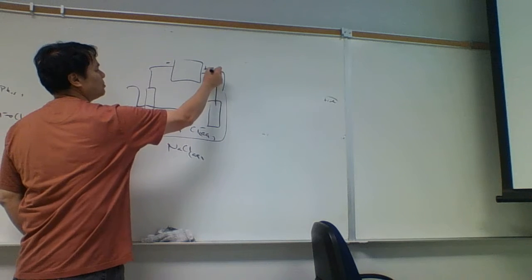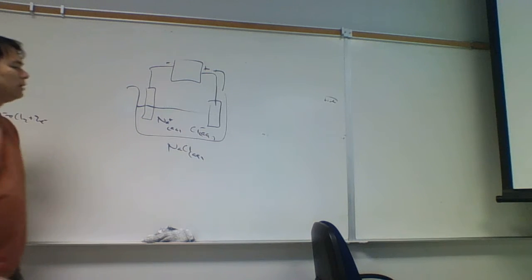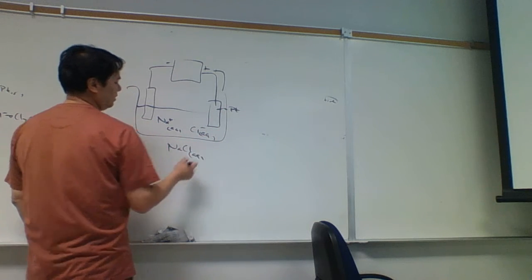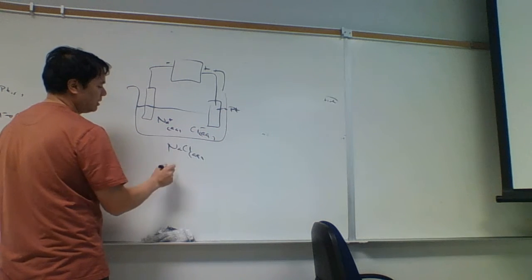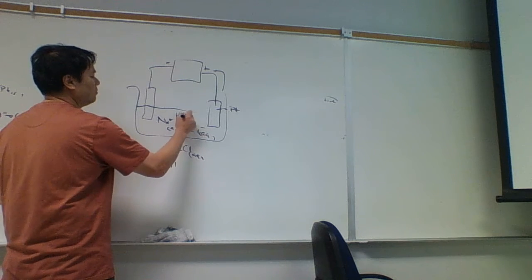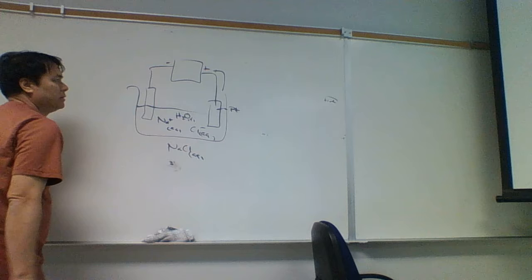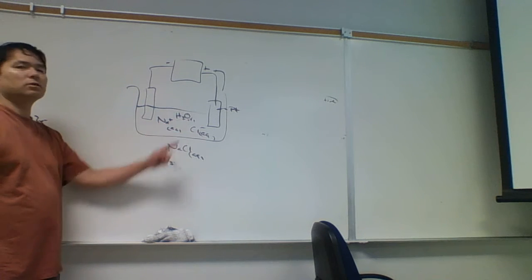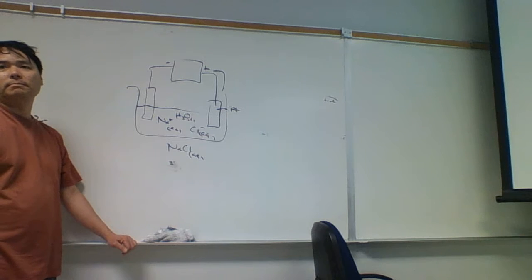And so the power supply is pulling electrons off. Well, now we have one more species. We've got platinum, chloride, and sodium, and we have water present as well, so we've got to account for the water. Which species has the highest oxidation potential: sodium ions, water, chloride, or platinum?